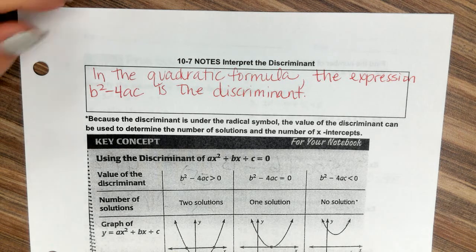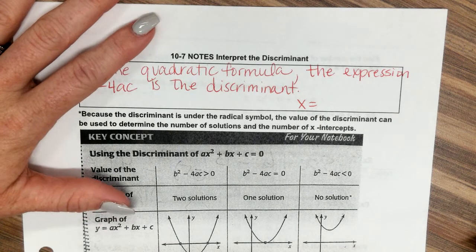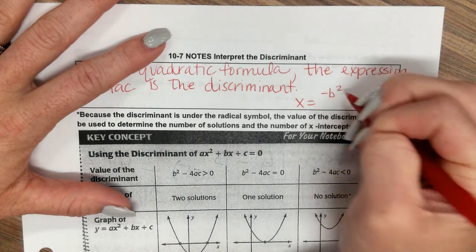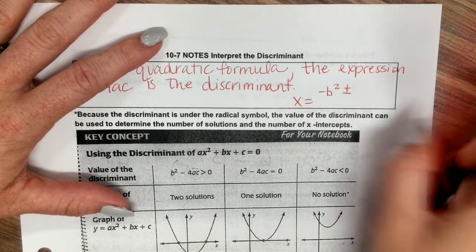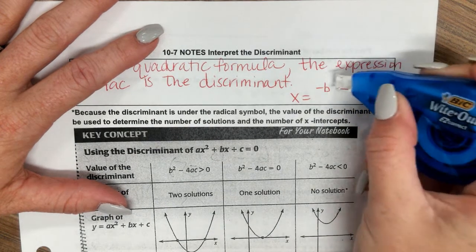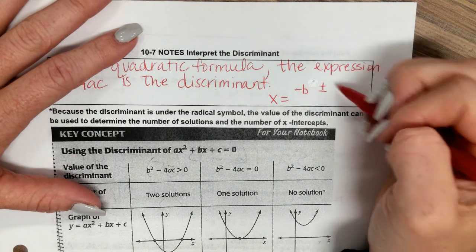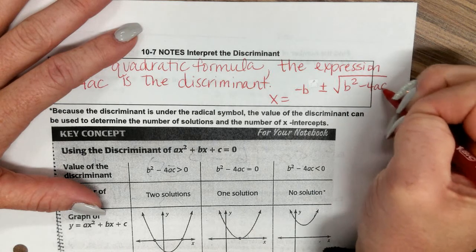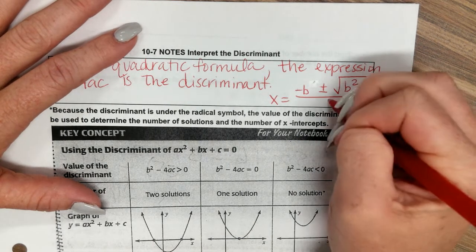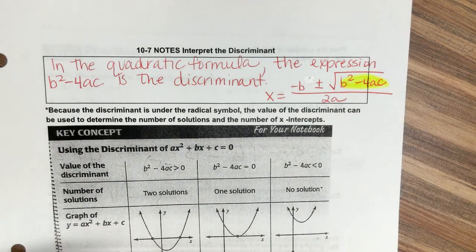So let's write the quadratic formula right here. X equals, who remembers it? Negative b plus or minus, oh my gosh, thank you, I got ahead of myself. Negative b plus or minus the square root of b squared minus 4ac over 2a. This part of the formula is called the discriminant. Just that part.